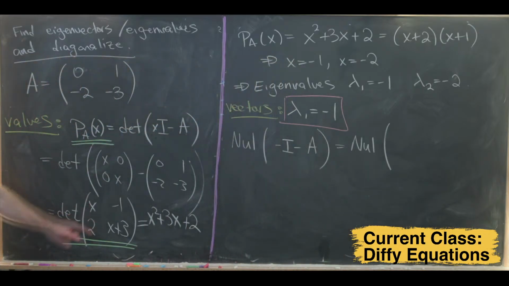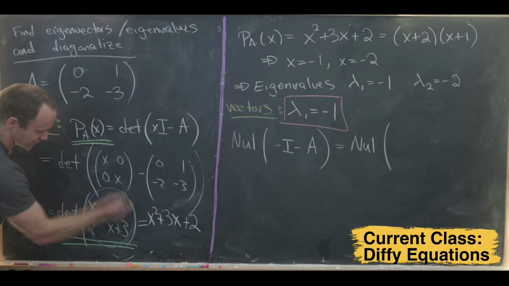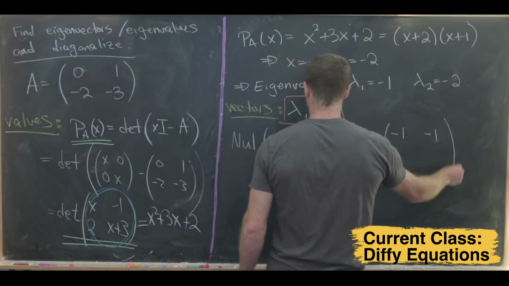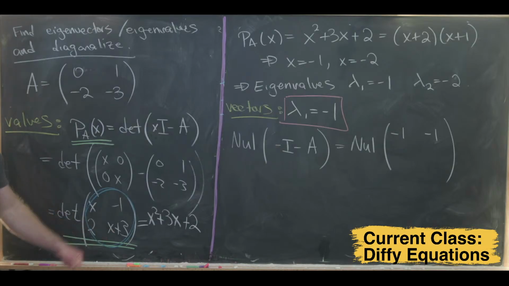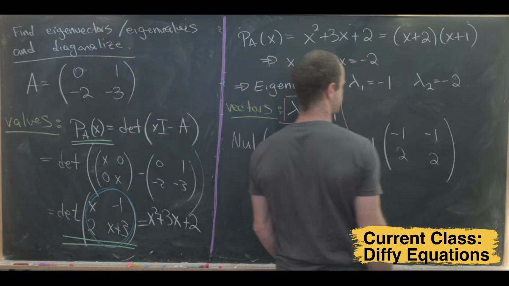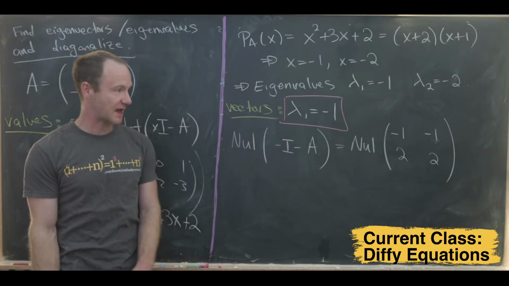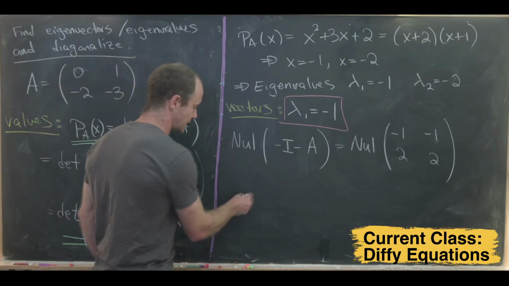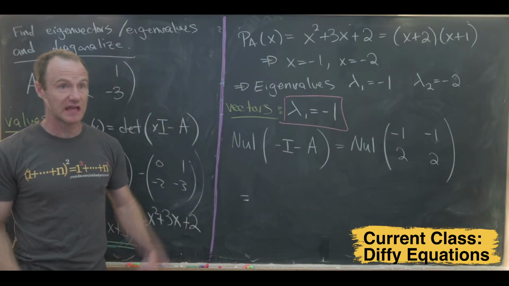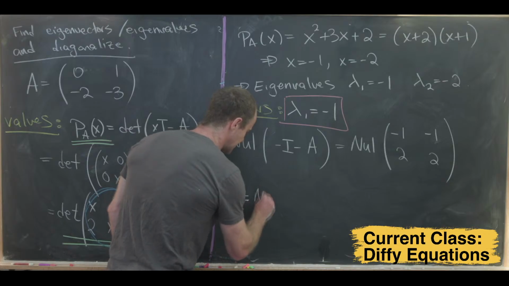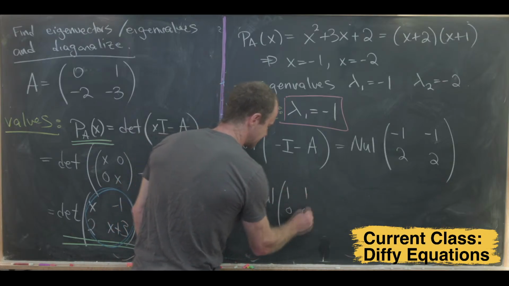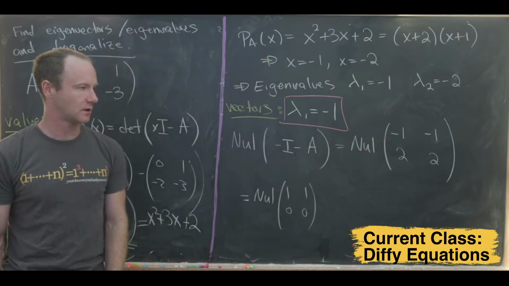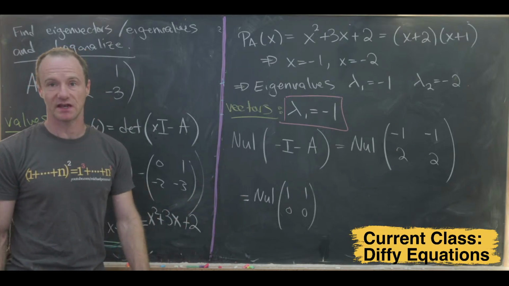We can actually go up here and just plug in x equals minus 1 into this matrix and get a real quick picture of it. So we get minus 1, minus 1, and then down here we get 2, 2. Now let's recall that the null space of a matrix is not changed under row operations. So this is clearly row equivalent to the matrix 1, 1, 0, 0. Just multiply the first row by 2 and add it to the second, that cancels, and then scale the first one by minus 1. So it's the null space of this.